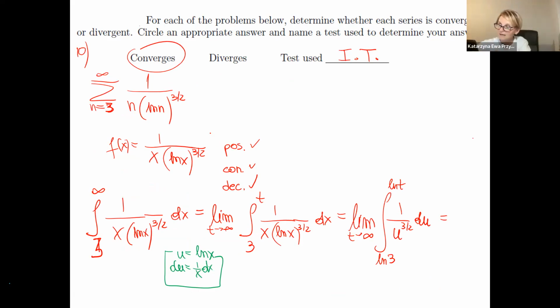But please, this is important. I did it kind of slimly, maybe, but it's positive. If this is your written assignment, please put the whole words: positive, continuous, decreasing. Then we're good to apply the integral test. That means it is convergent by the integral test. I like the shortcuts. Integral test.